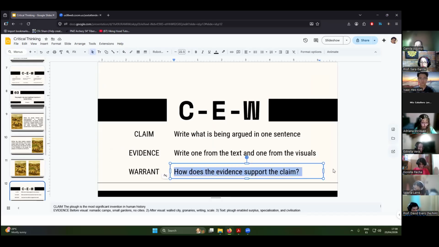And the last one, the question is, how does the evidence support the claim? How does the data or example or fact support the claim?